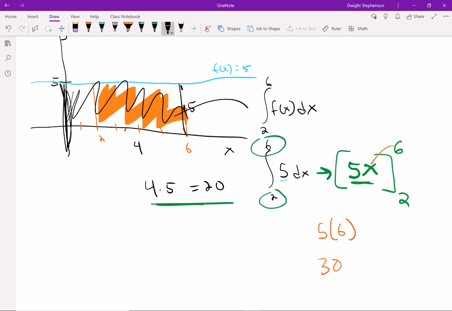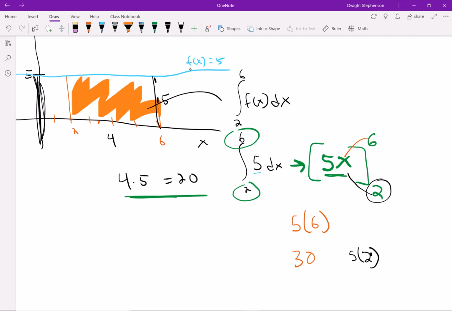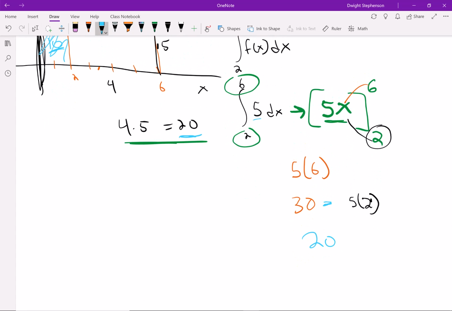And then if we plug in the 2, we're getting 5 times 2. That's 10. And if maybe you notice, that's the area from here to here, right? So this area, let me clean this up a little bit. This area here is 10. The area from there to there is 30. How can we get our actual answer of 20? Well, we can subtract 30 minus 10, right? The whole area minus this piece here that we don't want. And so we could subtract these to get our actual area of 20.